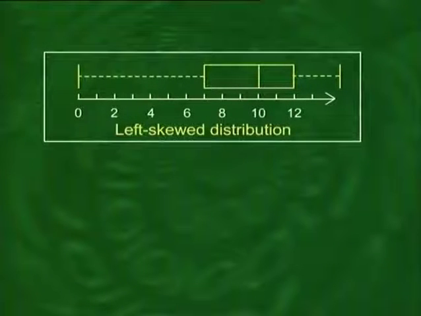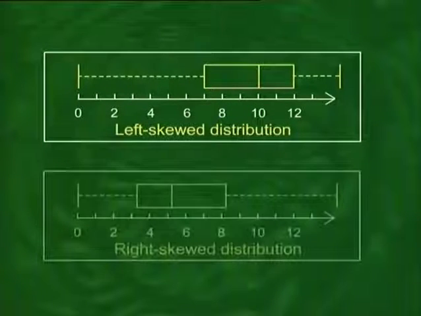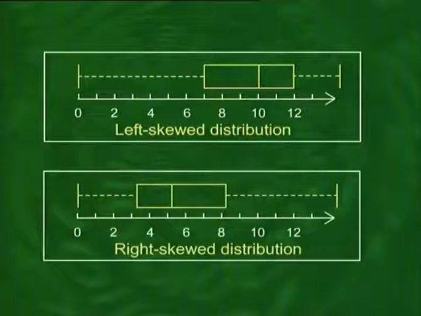So, as you now see on the screen, for a negatively skewed distribution, the median line is closer to the right end of the box, and the whisker to the right is shorter than the whisker to the left. On the other hand, for a right skewed distribution, the median line is closer to the left end of the box, and the whisker to the left is shorter than the whisker to the right.